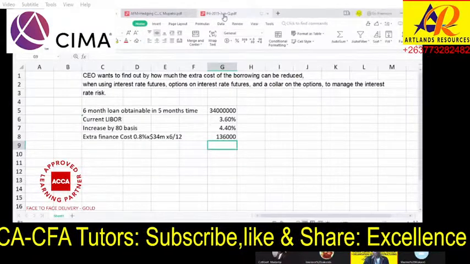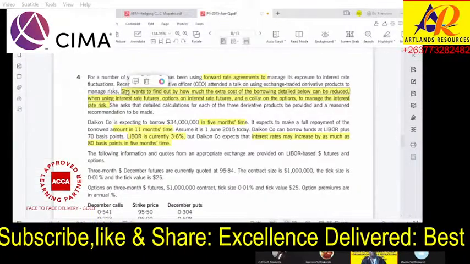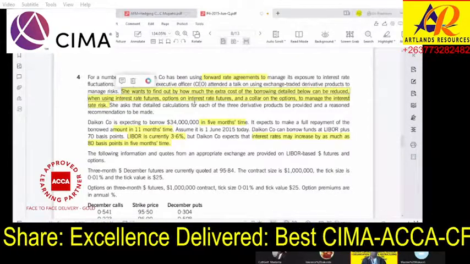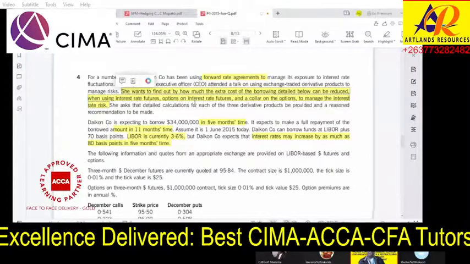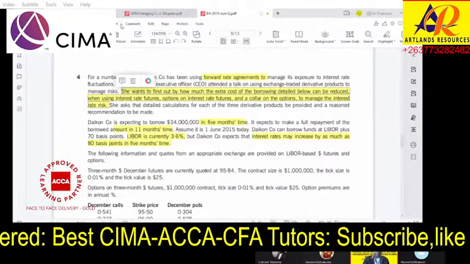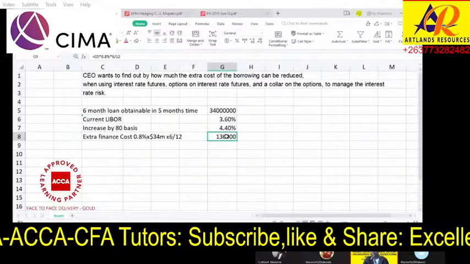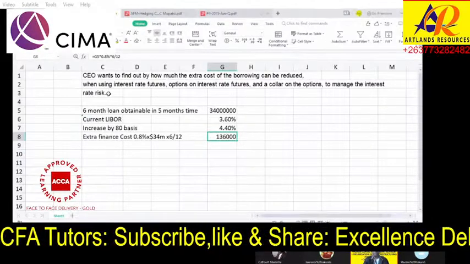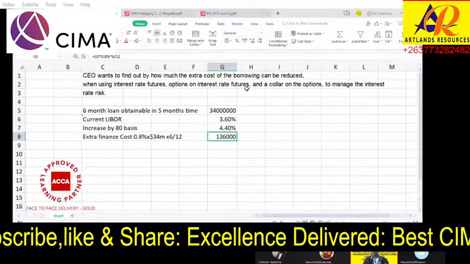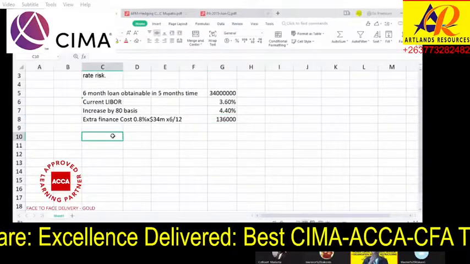So if you come to the question, the CEO is saying she wants to know, in this area shaded in yellow, by how much the extra finance cost detailed below can be reduced if we hedge. So she wants to know how much this amount here, 136, can be reduced when we use interest rate futures, options on interest rate futures, and collar on options. So it's a matter of answering a set. So you now say futures hedge.